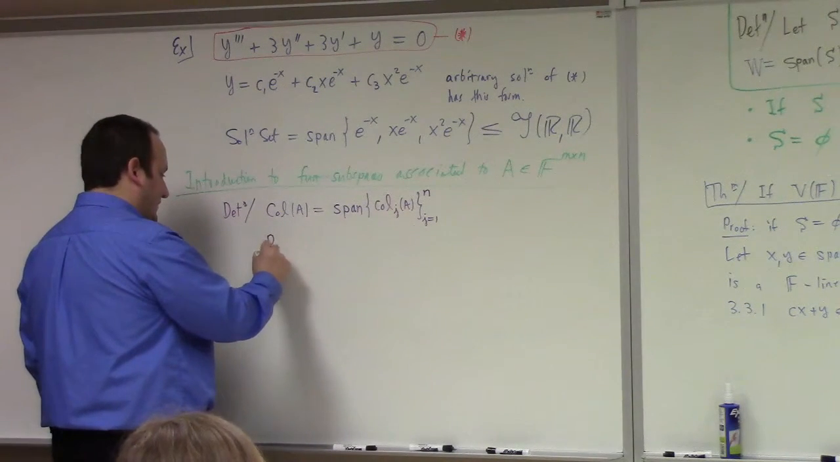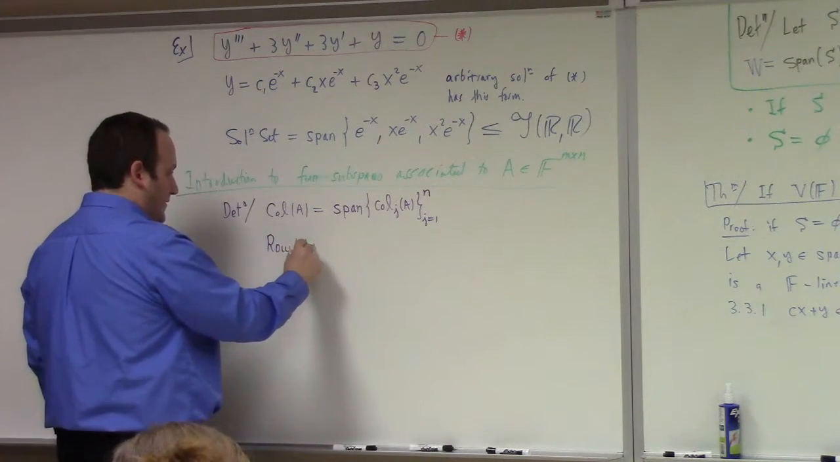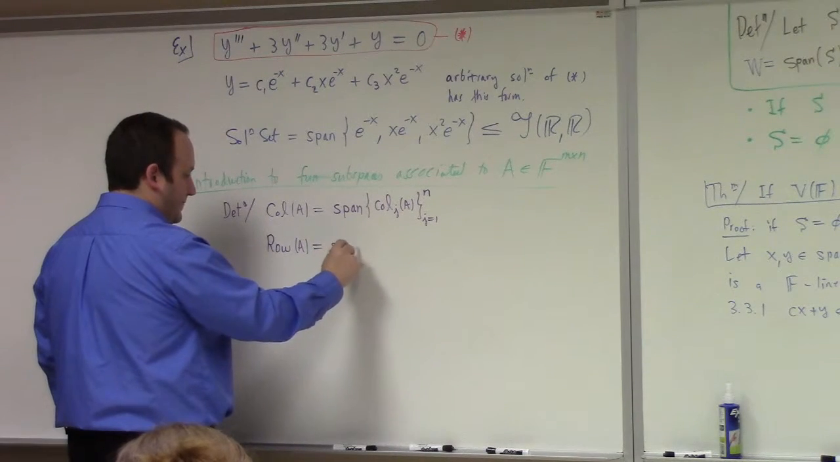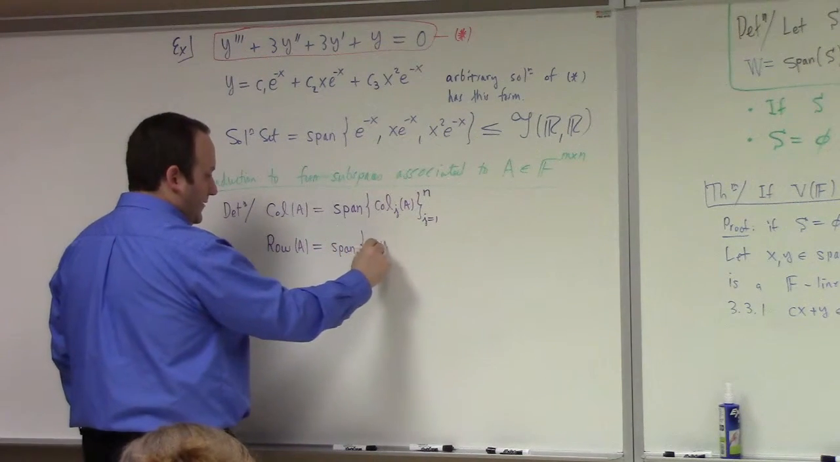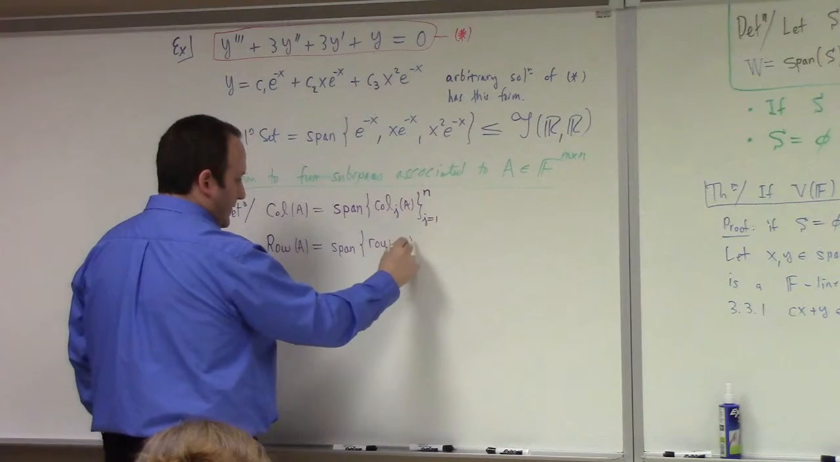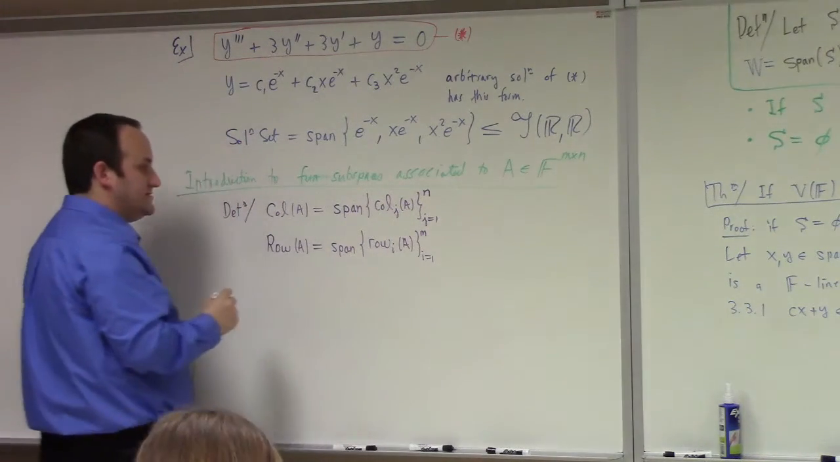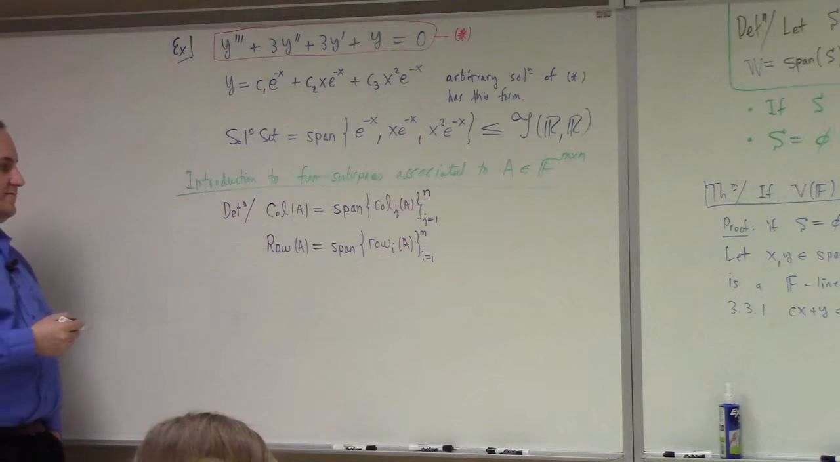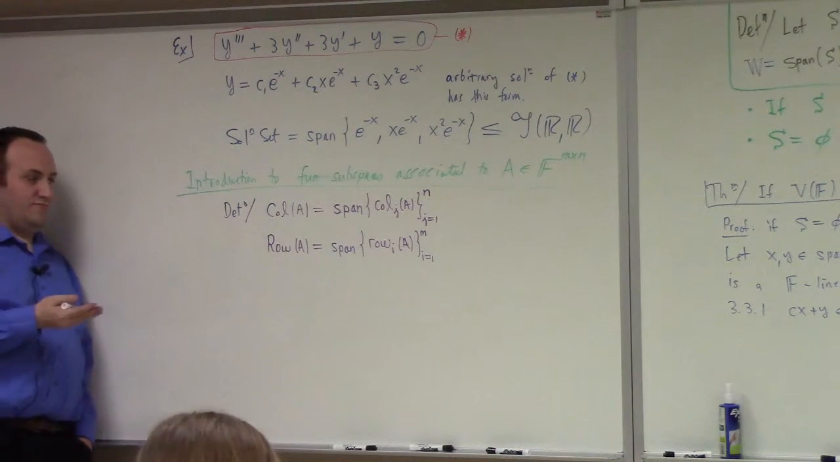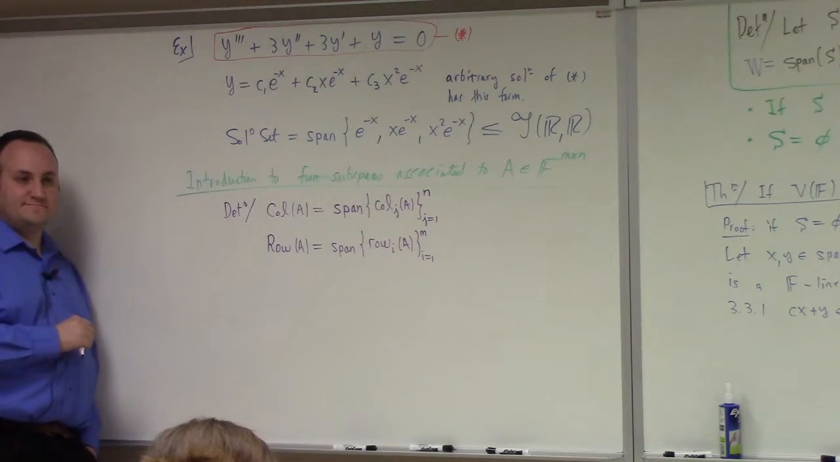The row space of A is the span of row i of A, i equals 1 to m. Now, are they subspaces?